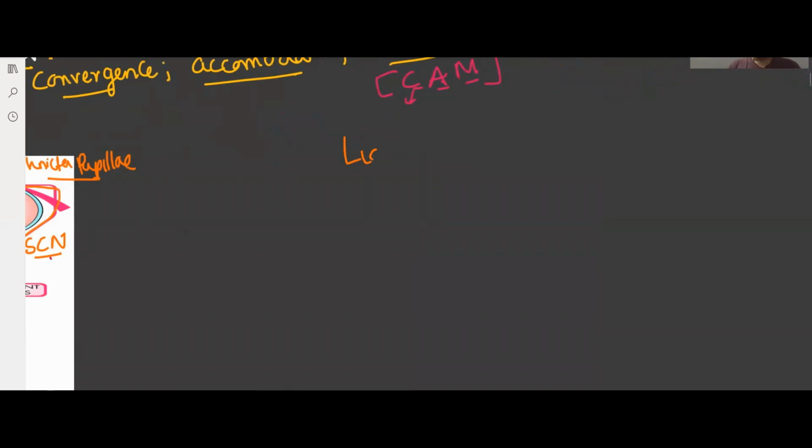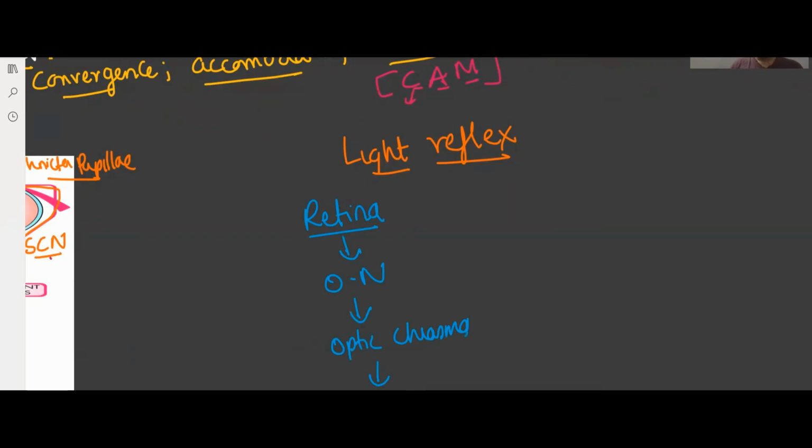If I want to write the light reflex in a flowchart form, I'll write it like this. The impulse starts in the retina for the pupillary reflex, and then it is carried by the optic nerve, then by the optic chiasma, and then the optic tract.